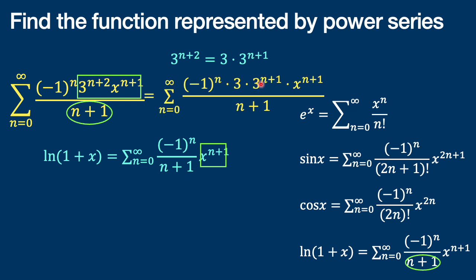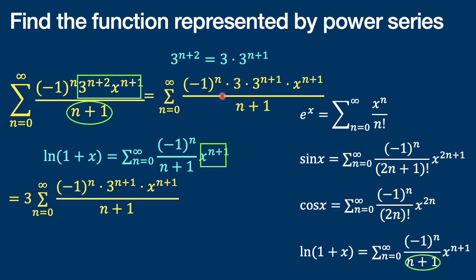Then you see the power is going to be n plus 1 right here. Three is not inside the sigma, so you take it out in front of the sigma. Now exactly what are you looking for? The power is going to be n plus 1, n plus 1. Put together, that's the 3x^(n+1).